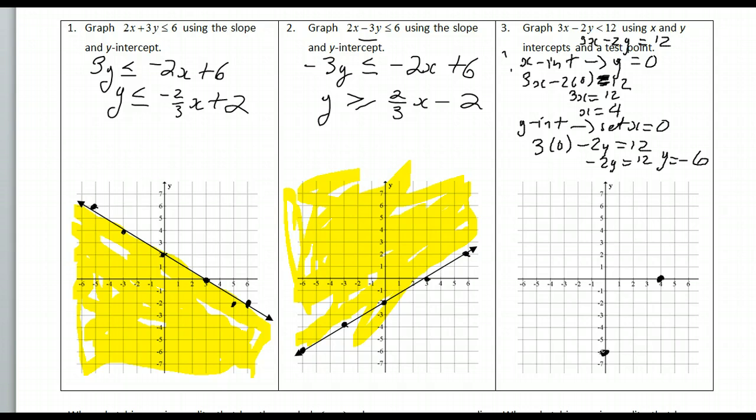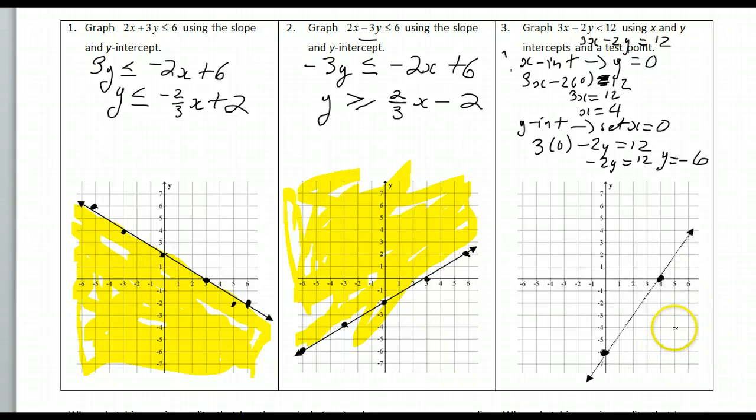Now when I draw the line this time, I'm going to draw a dashed line because the line is not included as part of the solution set. It's 3x minus 2y is strictly less than 12. So I'm just going to draw a dashed line. Okay, so this time I have a dashed line drawn through there to indicate that the line is not part of the solution set, but which region is the solution region? Is it above or is it below?